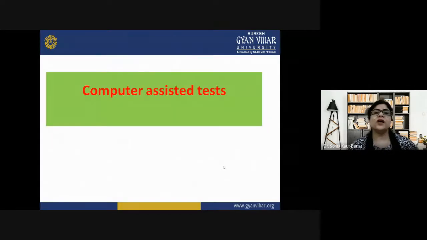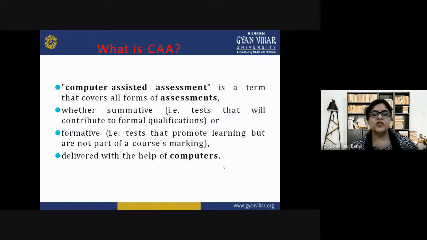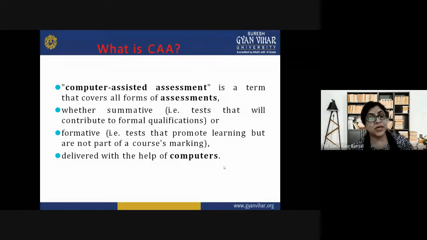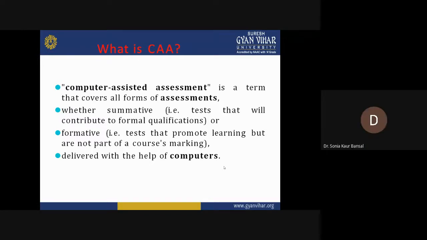Now students, we are going to understand about computer assisted test. After understanding individual and group test, I'm going to explain to you about computer assisted test. First of all, it is very important for you to know what is CAA, that is computer assisted assessment. It is a term that covers all forms of assessment, whether summative test that will contribute to formal qualification, or formative, that is the test that promotes learning but is not part of course marking, so delivered with the help of computers also.